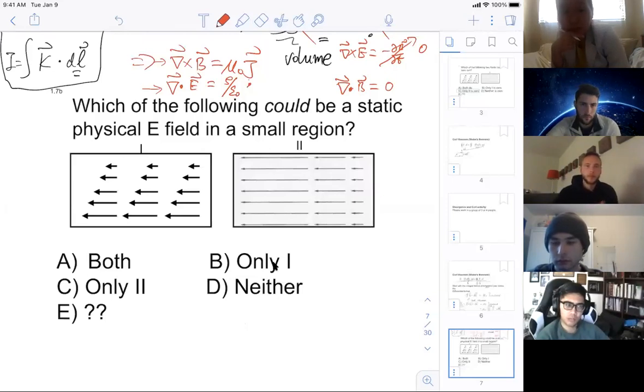We have majority voting for C. Only 2 can be a static physical E field. And the next most popular answer is both of them for A. So let's take a look.